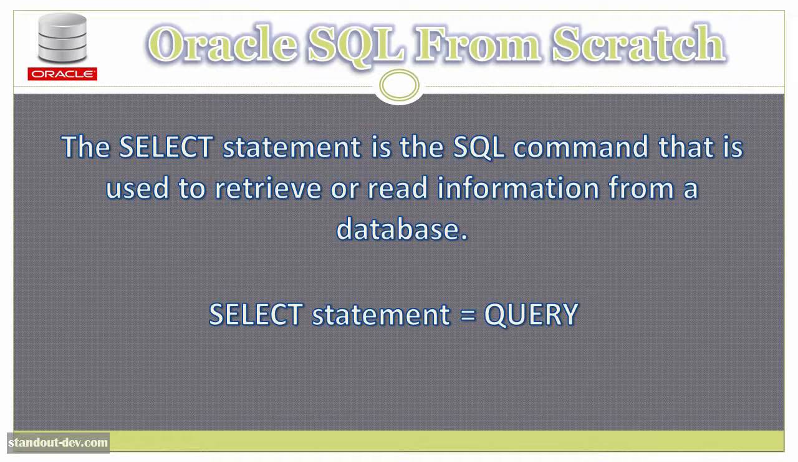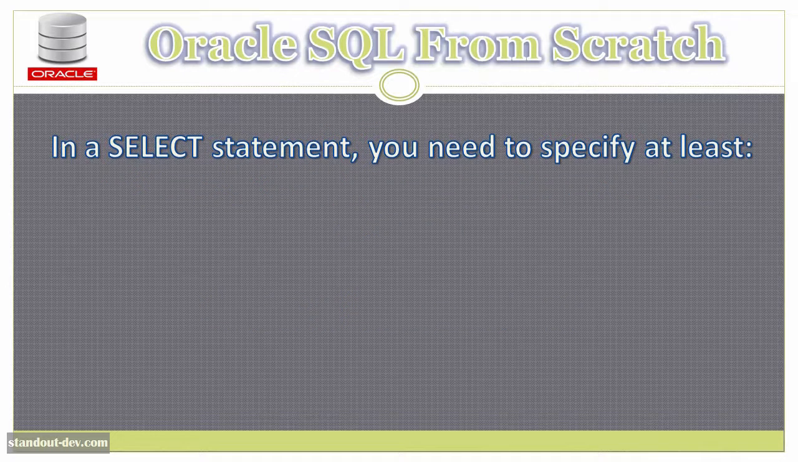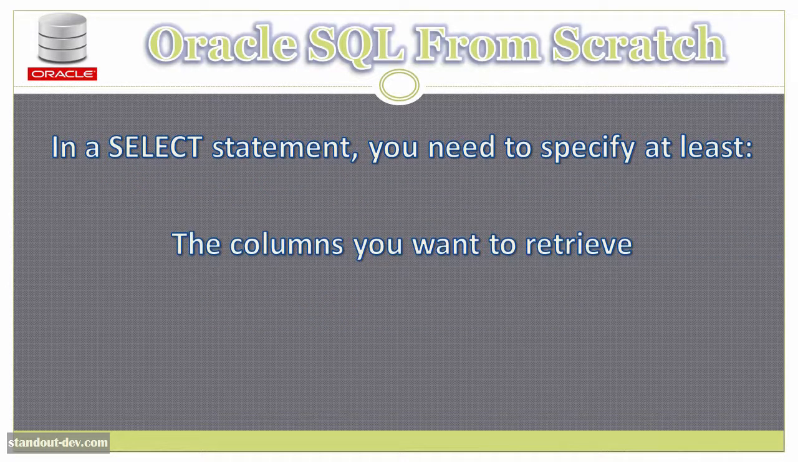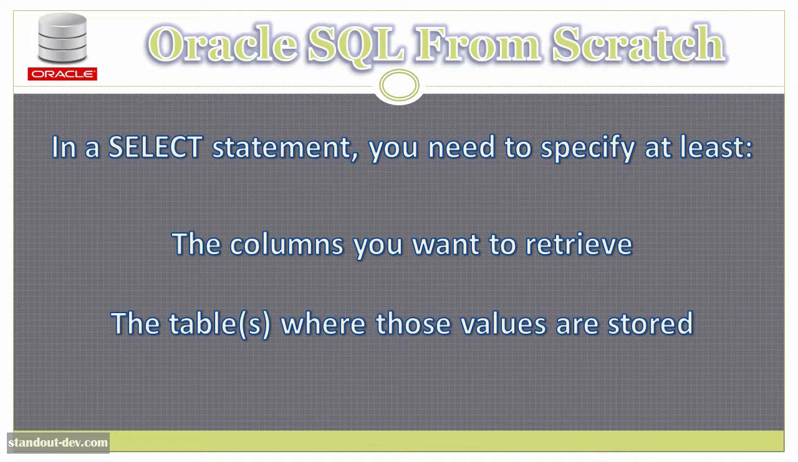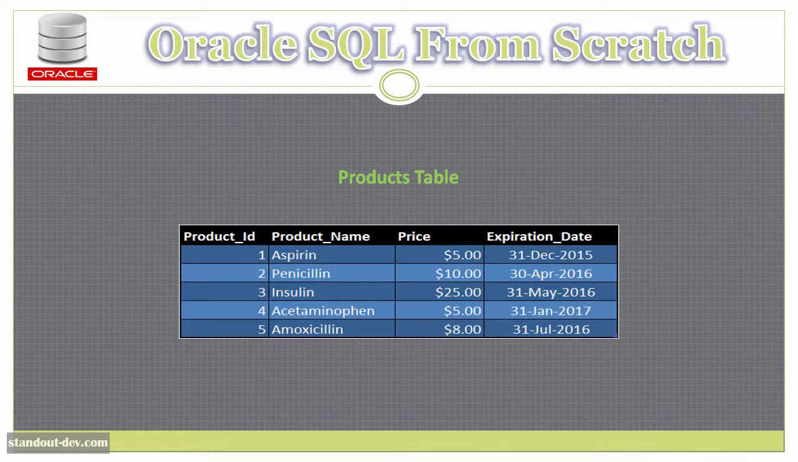In its simplest form, in a select command, you specify the columns or values you want to retrieve and the table where those values are stored. You might remember that I talked about a products table in the lecture about basic database concepts, and I had 5 products in that table, which included aspirin, penicillin, and others. So if I want to get the list of products that I have stored in my database, I have to tell it what information I want to get, for example, the name or price of the product, and I have to tell it what is the table where that information is stored, which in this case is my products table.